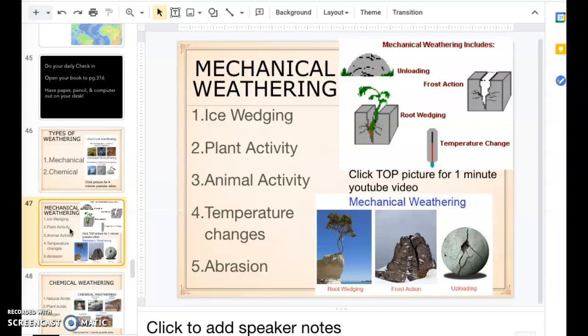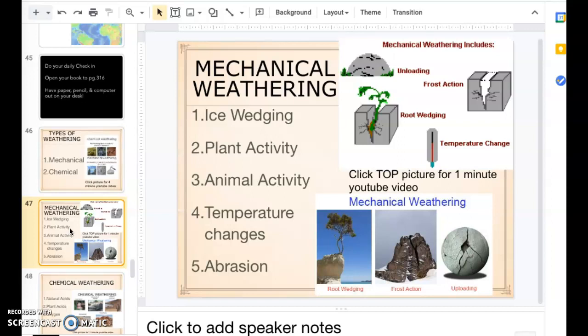The second type in your book was plant activity. Primarily, this happens through the root action of plants. A plant's roots will get into a tiny crack in the rock, and as the plant's roots grow, it will break the rock apart. You may have seen this in your driveway or sidewalk, and the same thing happens in nature. Animal activity can happen from walking across rocks, as we do, and it causes a crunching or breaking sound. It can also happen as some animals dig and burrow through, physically breaking the rocks.